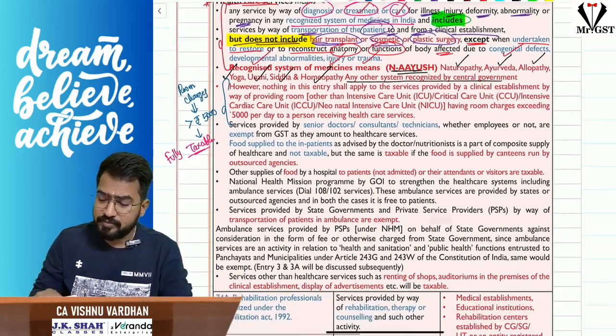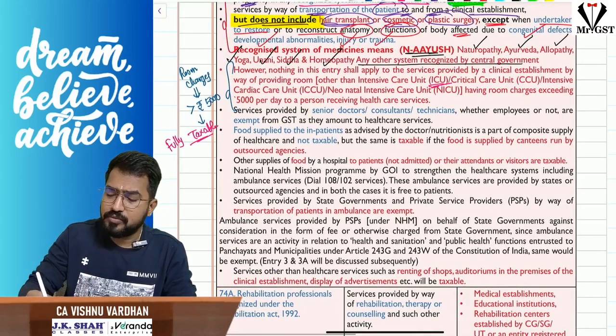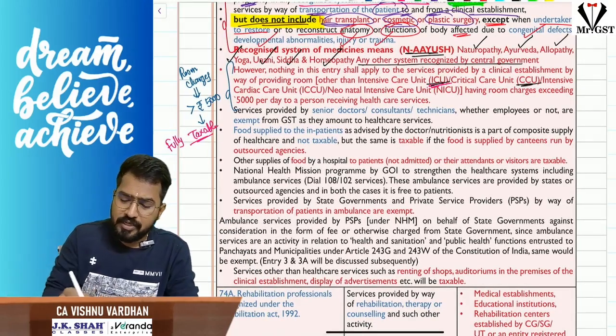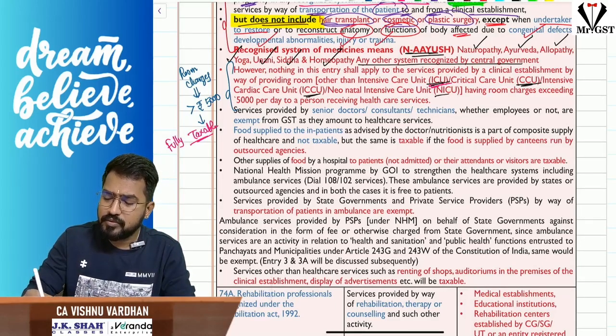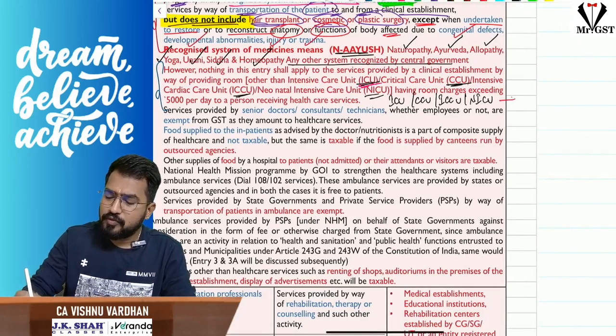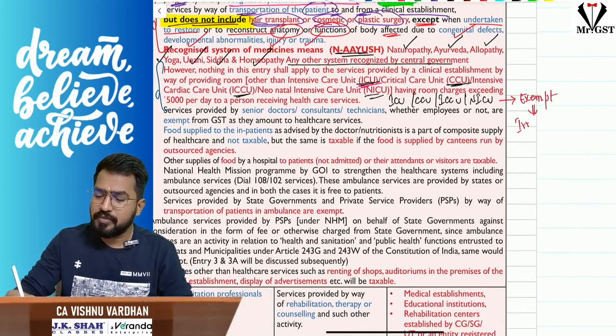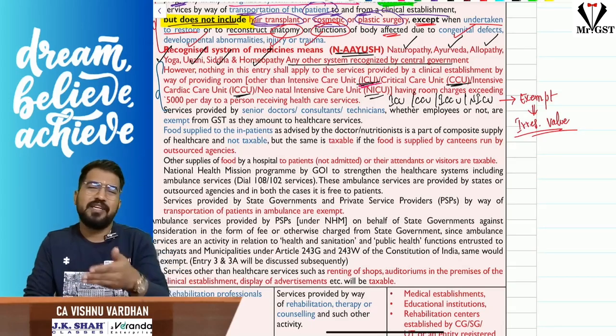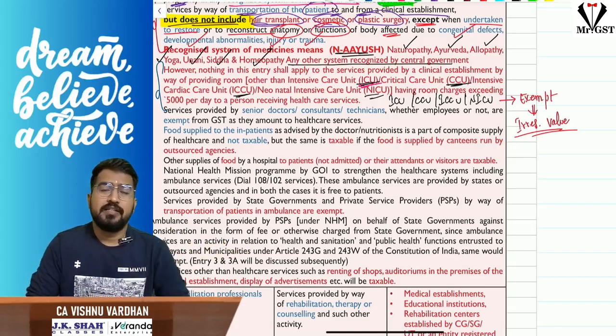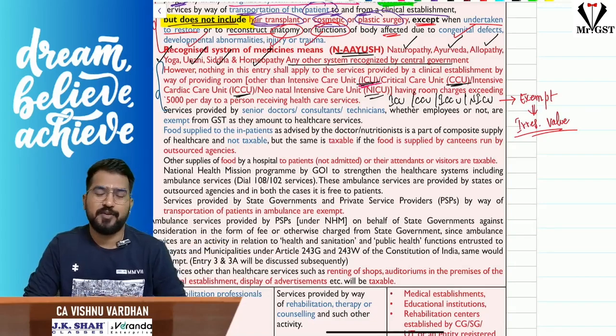But if it is ICU or CCU, critical care unit, or intensive cardiac care unit, or neonatal intensive care unit, in these cases, for ICU, CCU, ICCU or NICU, it is fully exempt, no matter what the value is, irrespective of the value. It is fully exempt under GST. Are you able to understand? Because you are already entering ICU or ICCU with some emergency, correct? I don't want to increase the emergency by charging GST on that. That is the whole idea.